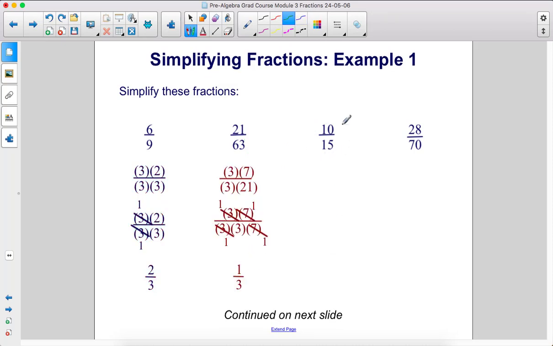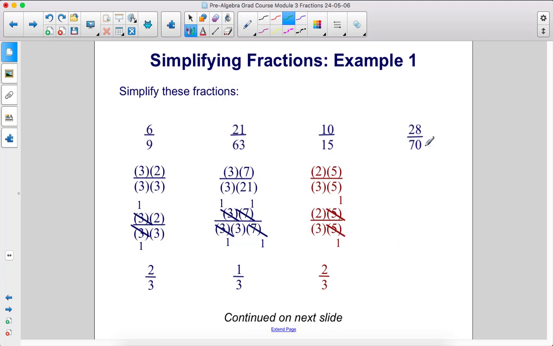All right, for this one, I'm going to take a little bit of a shortcut because I know that both of these numbers are divisible by 5. So what I'm going to do is just divide the top and the bottom by 5. 10 divided by 5 is 2. 15 divided by 5 is 3. And that's it. We are done. If you had gone through all of the steps, you would get the same answer at the end.